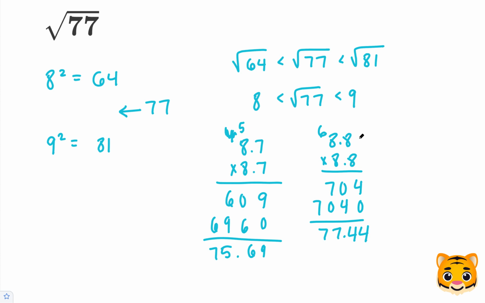So 8.8 is a better approximation of the square root of 77. So we can write our approximation as the square root of 77 is approximately 8.8.